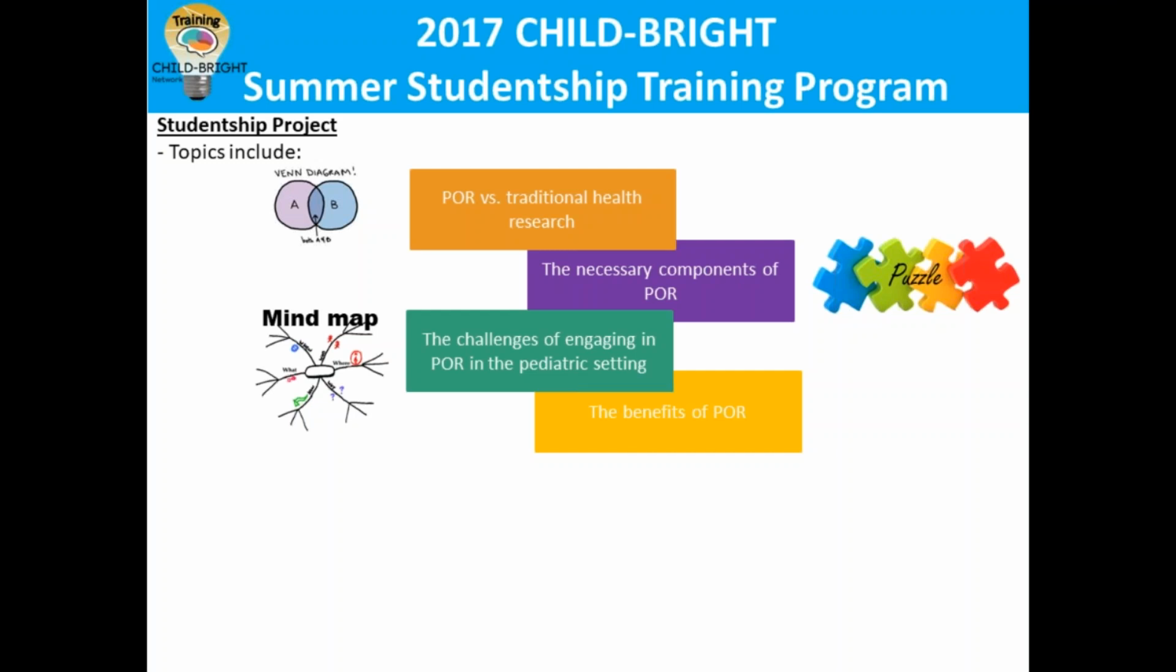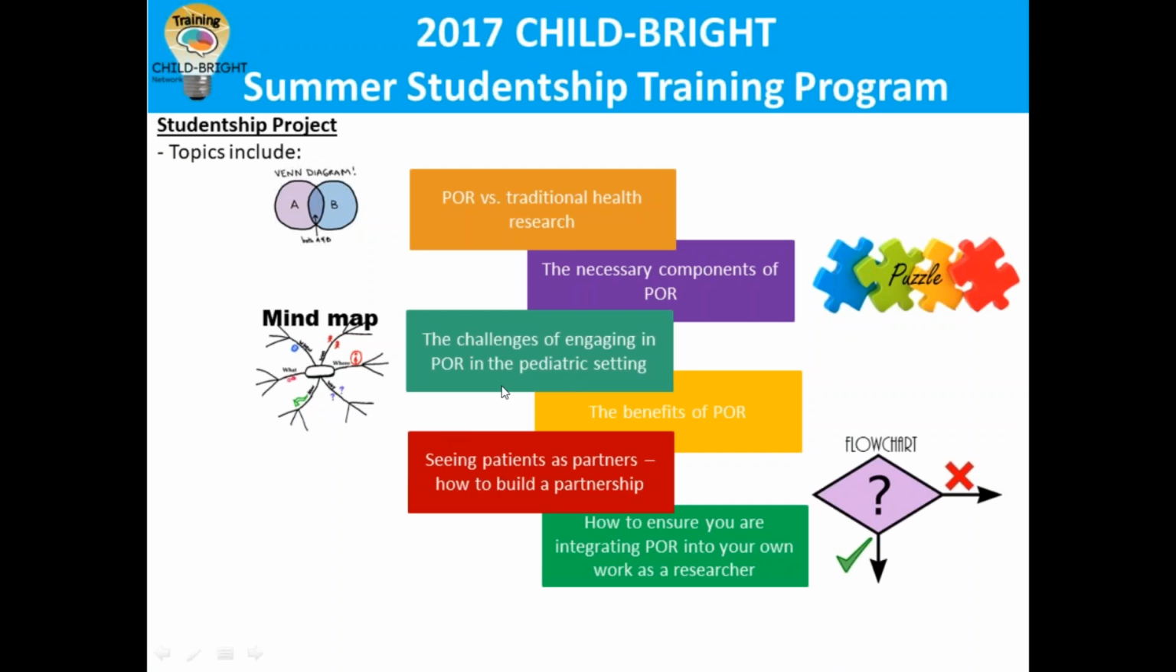And another topic you might want to explore with the mind map is what the benefits of patient-oriented research are, and perhaps how this differs from traditional health research. That's a great way to look at that. Next up, we're suggesting a flowchart of some type. The topics that we have grouped under this type of arrangement are seeing patients as partners. How do we actually build a productive and effective partnership that moves away from this idea of a tokenistic sort of interaction?